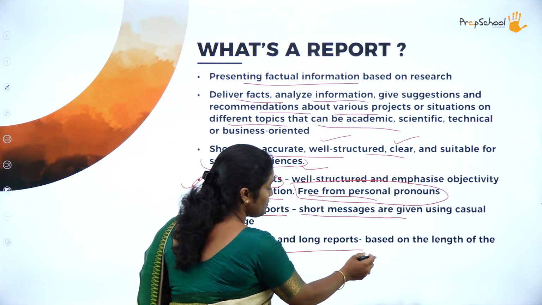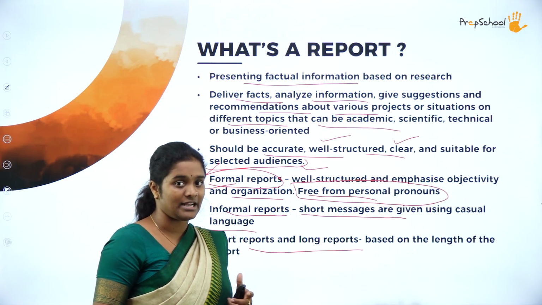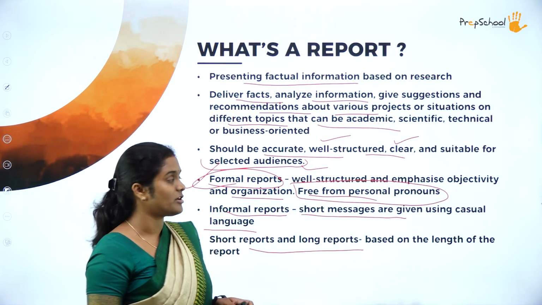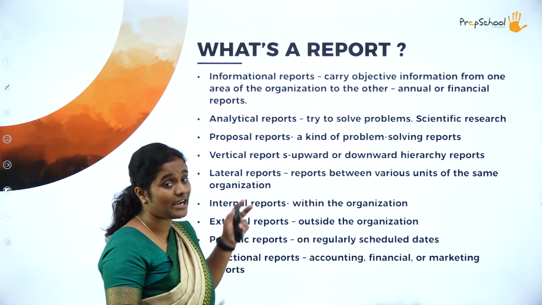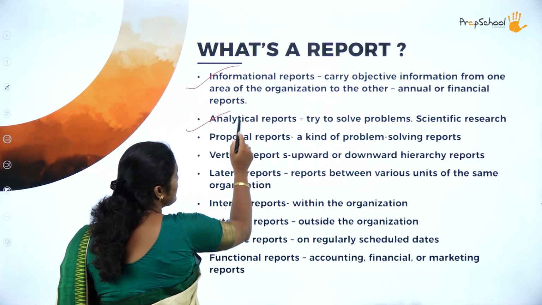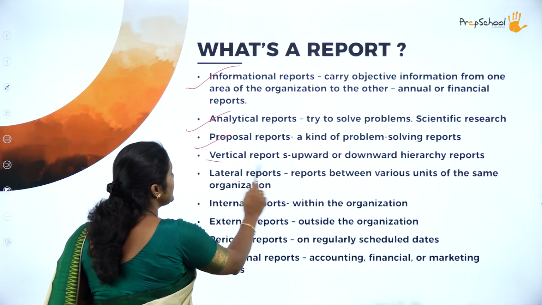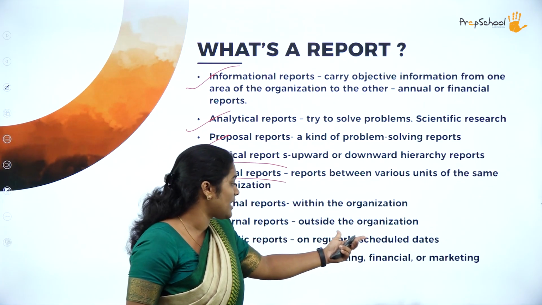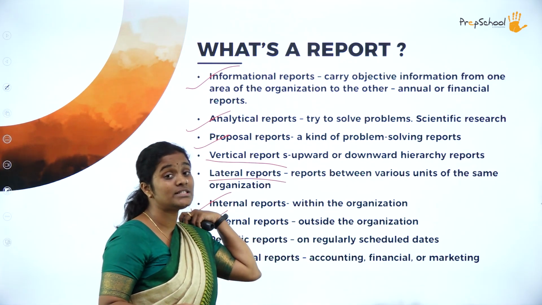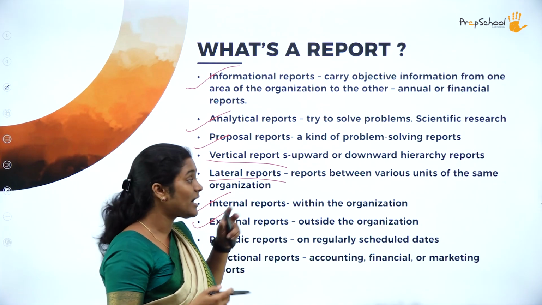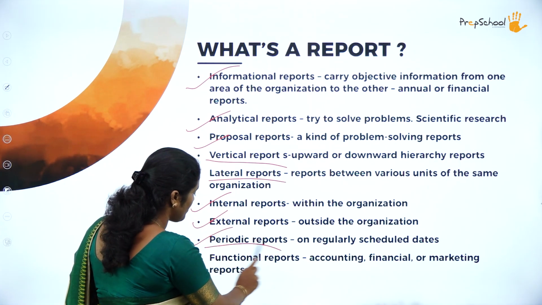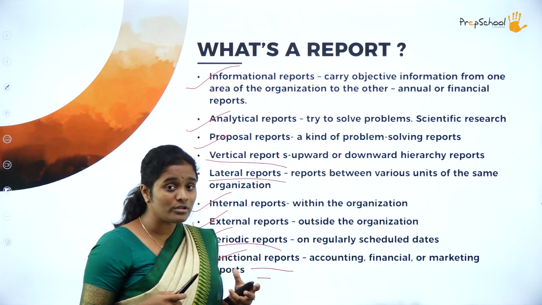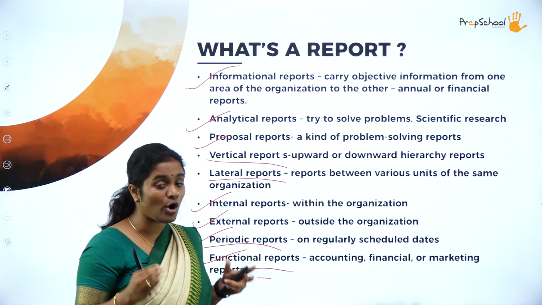Short reports and long reports are there. Based on the length of the report, or on the subject being covered, you can decide whether it should be a long report or a short report. Then there are informational reports, analytical reports, proposal reports, vertical reports, lateral reports, internal reports and external reports, within the organization and outside the organization. Based on the functions that they serve, there are kinds of reports: periodic reports, functional reports, accounting, financial, marketing. So you know that these are formal, academic, scientific, objective.